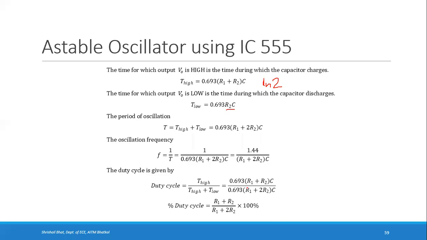So in the next class, we will solve some numerical examples on RC phase shift oscillator, Wien bridge oscillator, and also on this astable oscillator using IC 555 timer.